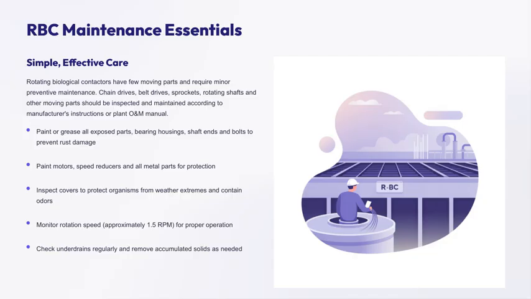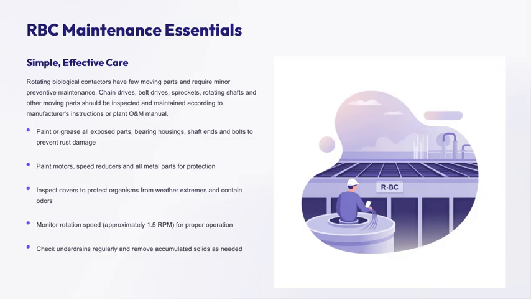Let's talk about the essentials for maintaining your RBCs. First, these rotating biological contactors have surprisingly few moving parts, which makes them easier to care for, but they still need regular attention. For example, chain drives, belt drives, sprockets, and rotating shafts should all be inspected and maintained according to the manufacturer's instructions or your plant's operation and maintenance manual. It's also important to protect exposed parts. Applying paint or grease to bearing housings, shaft ends, and bolts helps prevent rust and corrosion over time. Don't forget to paint motors, speed reducers, and other metal components to keep them well protected from the elements.